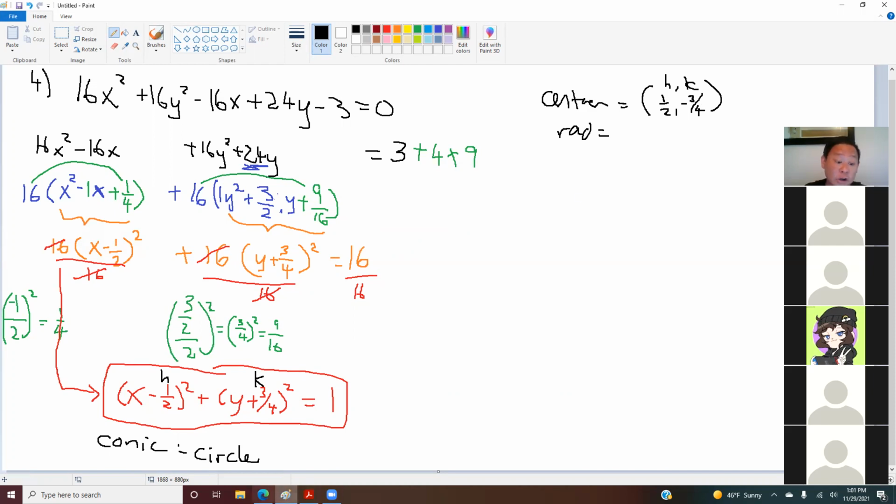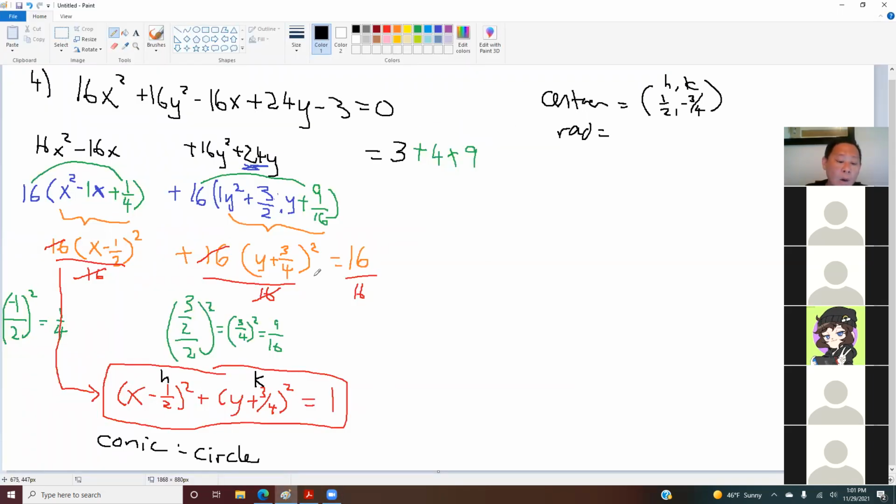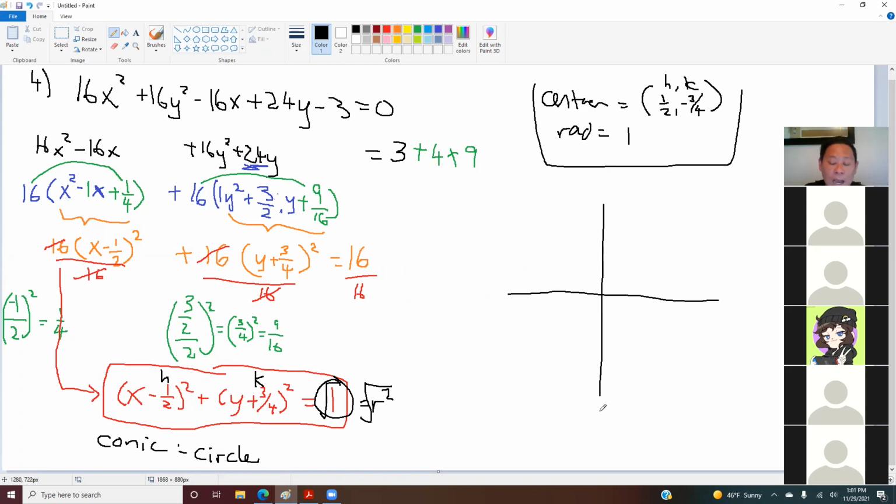This is not just for circle. This is for every single one: circle, ellipse, hyperbola, parabola. If you see this, your sign has to be switched around. Negative becomes positive, positive becomes negative, like what we have here. What is your radius? Radius is this r squared here. So what is the square root of 1? Just 1. So this is what you need to tell me, because for a circle you only need to tell me 2 things: center and radius. There's no vertex, no foci and all those things.